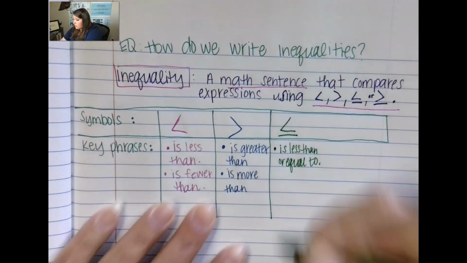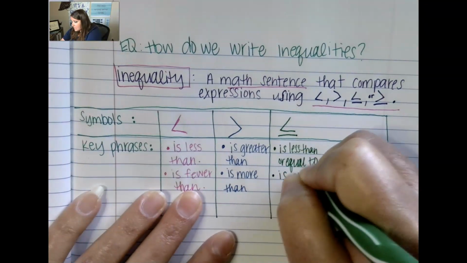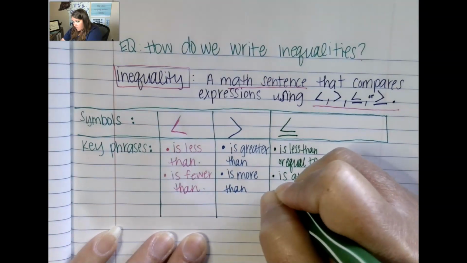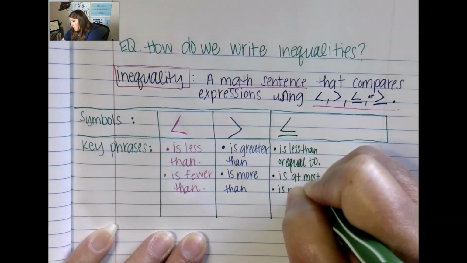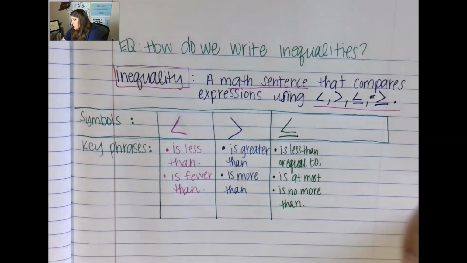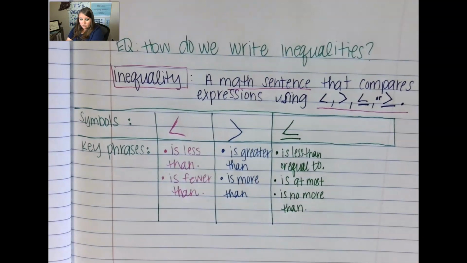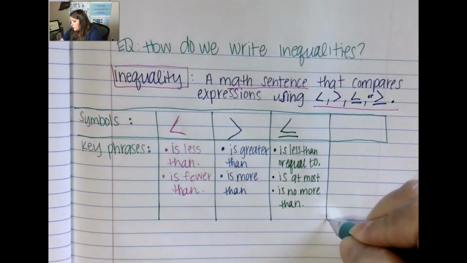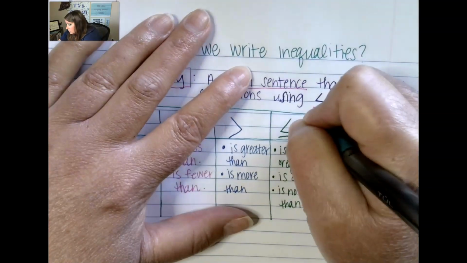Another phrase you might see is at most, meaning it's not more than. And then another phrase is no more than. So this one, using this symbol, has three different phrases that you could come in contact with. Okay, so this one is less than or equal to. Maybe we just write this.